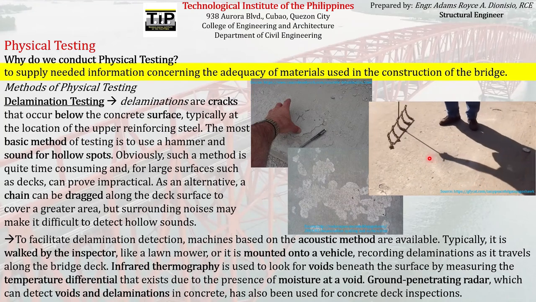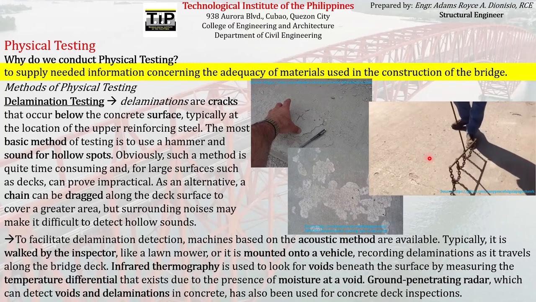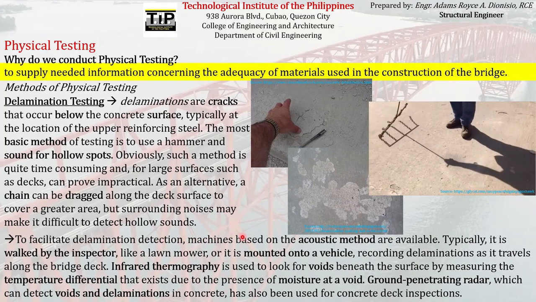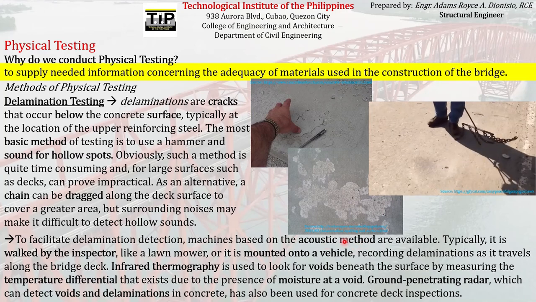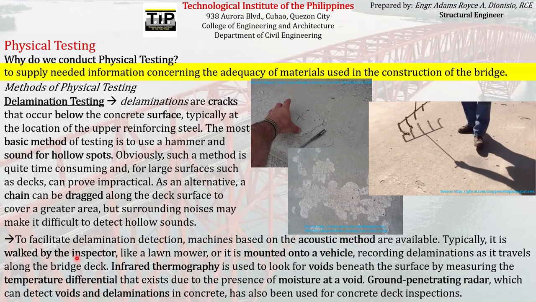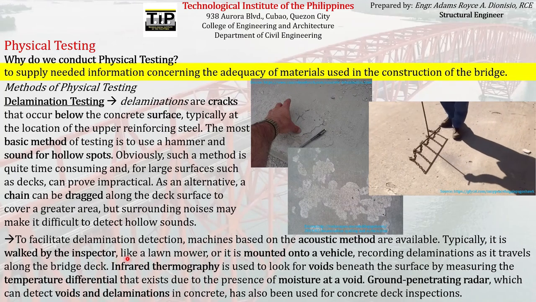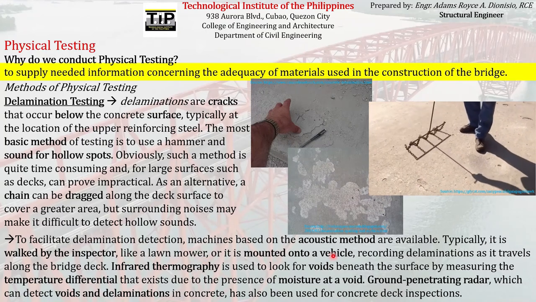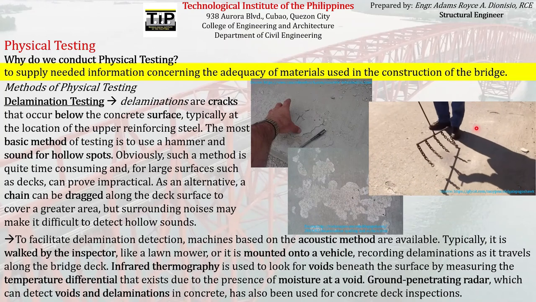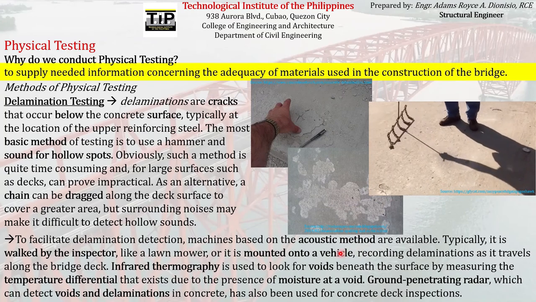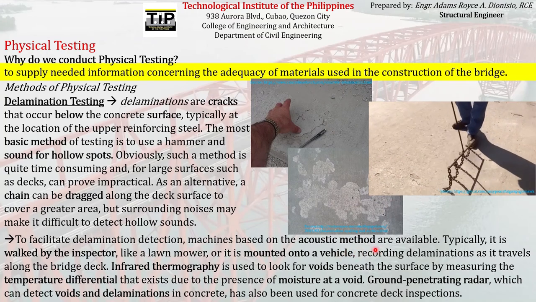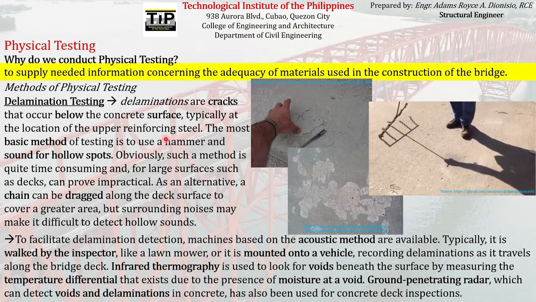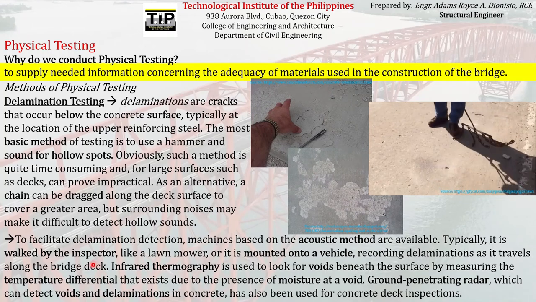So as an alternative again to that method, we can use delamination detection that is mainly based on the acoustic method, wherein the inspector will just walk along the concrete surface with a particular machine which looks like a lawnmower, or it can also be mounted onto a vehicle, and then as it travels along the highway or the concrete surface, it can already record the delaminations as it travels along the bridge deck. So that's an alternative to the use of chains and hammer in detecting hollow spot sounds.